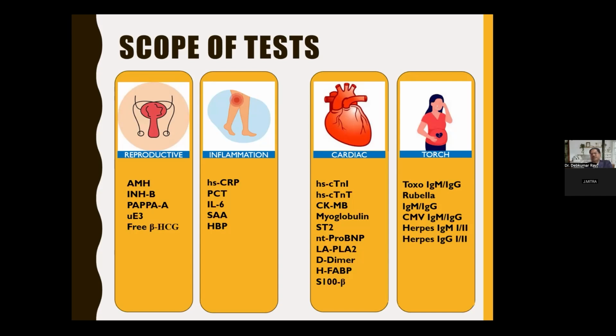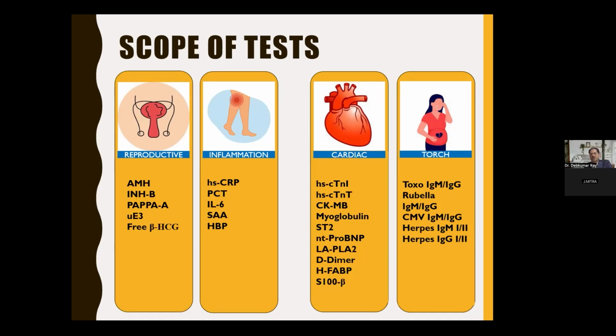Apart from this, the specific isoenzyme for CK or creatine kinase, the MB variant, we can assay because the MB variant is present in cardiac muscles only. And myoglobin, ST2, that is suppression of tumorigenicity 2 protein, NT-proBNP or brain natriuretic peptide, Lp-PLA2, that is lipoprotein associated phospholipase A2, and D-dimer, HFABP, that is heart type fatty acid binding protein, which is considered the newest cardiac marker, and S100 beta, a protein biomarker that can be measured from the CSF to find out any injury in the central nervous system or CNS. So CNS injury we can detect using this kind of biomarker like S100 beta.